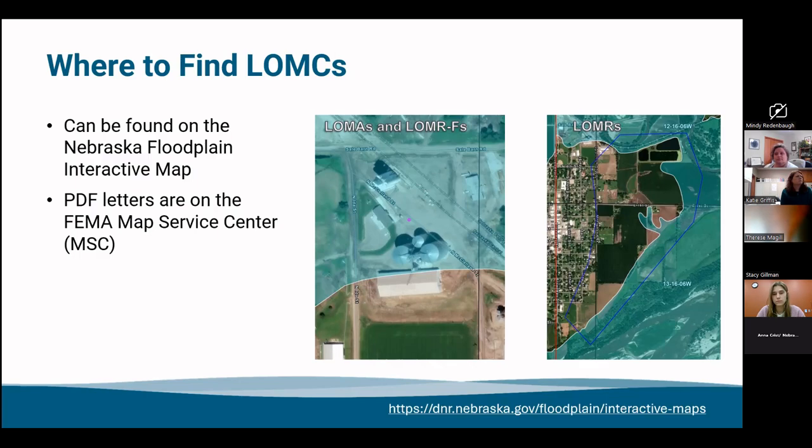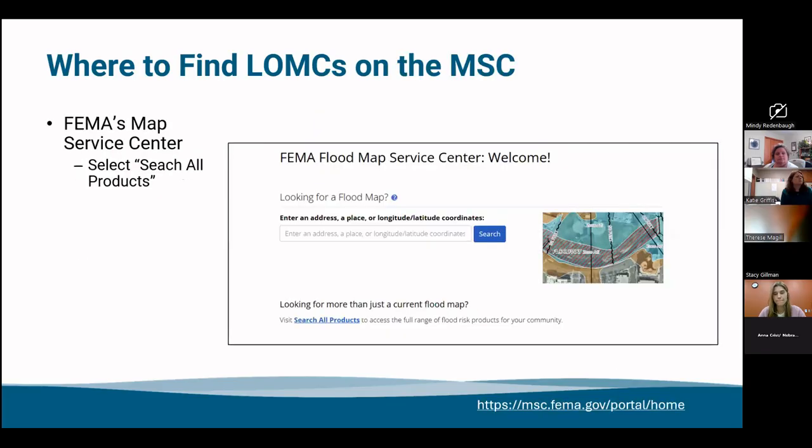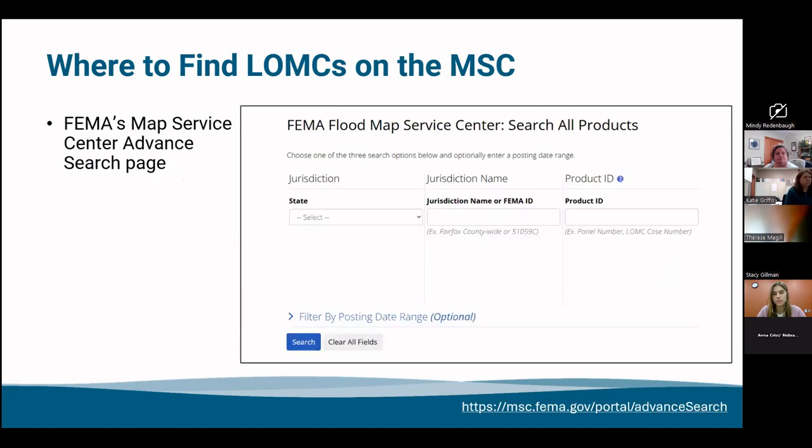You can also find letters of map change on FEMA's Map Service Center. So we'll kind of walk you through how to navigate that website. You can go to any search engine, type in FEMA Map Service Center or FEMA MSC, and you should get to this welcome page. Once you're here, towards the bottom of the image, you'll see the blue highlighted underlined search all products. You will click on that button and it will take you to the advanced search page.